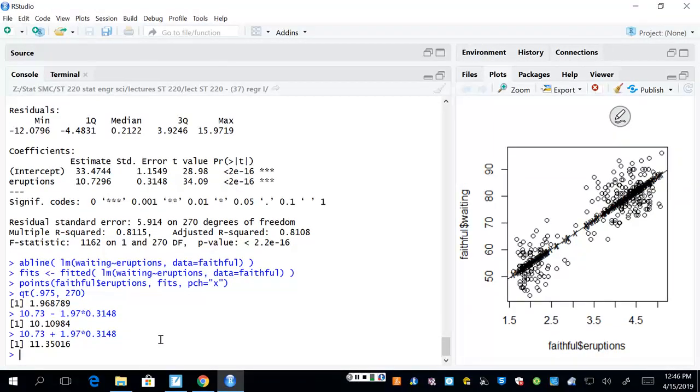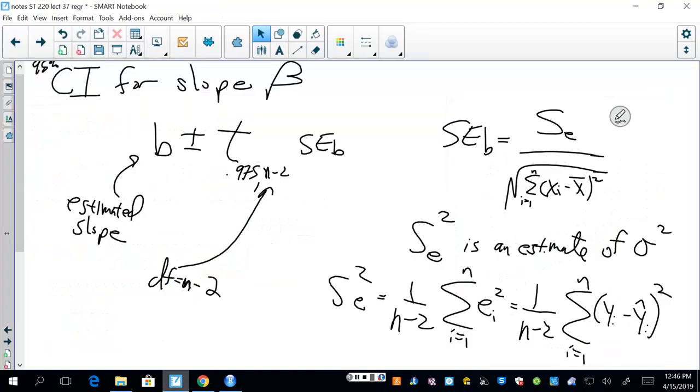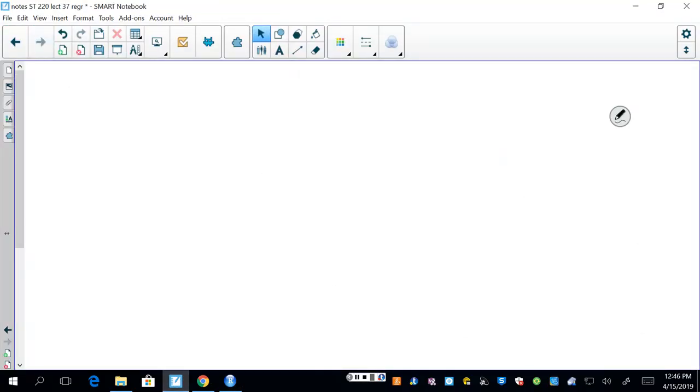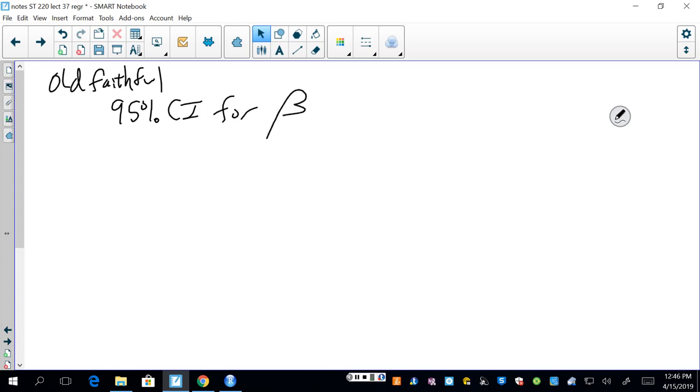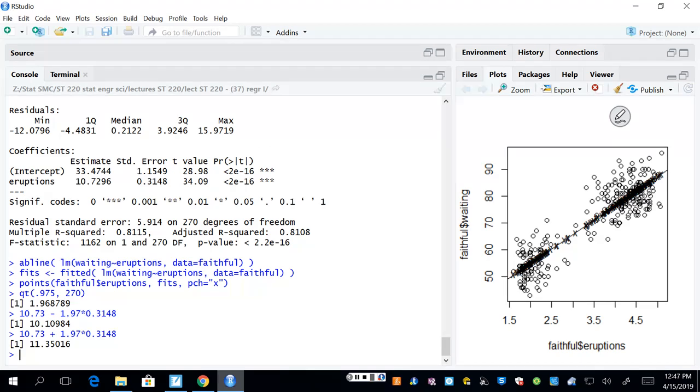So we get a 95% confidence interval for the slope that goes from about 10.1 up to about 11.4. So in the Old Faithful, our 95% confidence interval for beta slope is 10.1 up to 11.4. Now the units on slope are kind of interesting. 10.11, 11.35, let's do that.